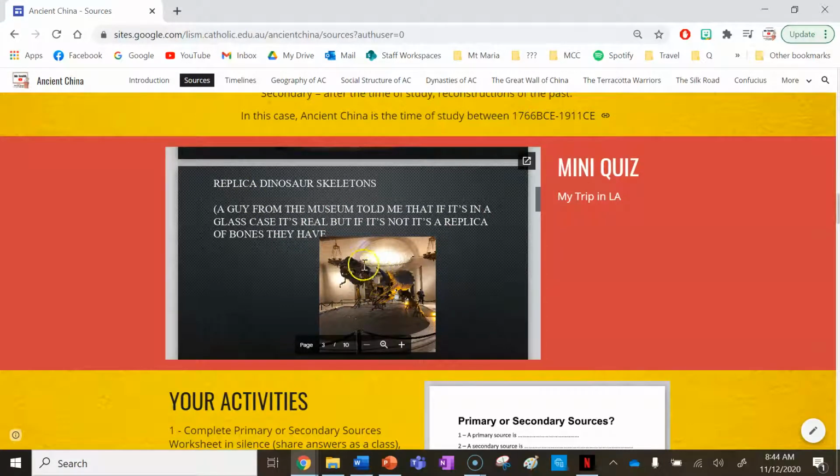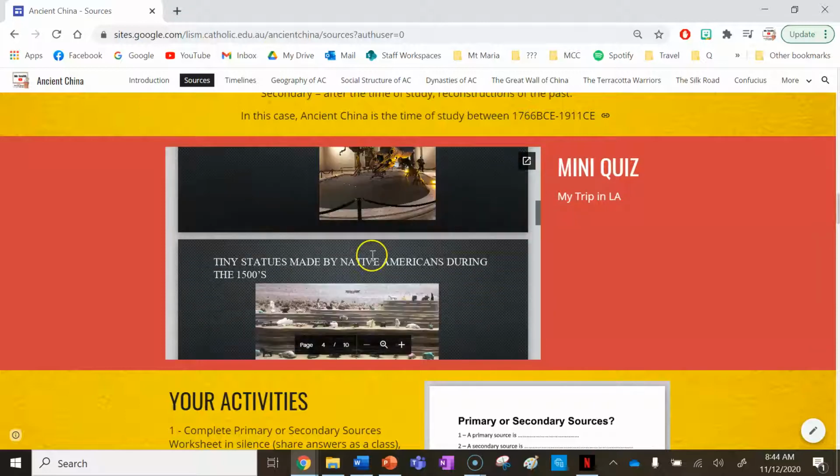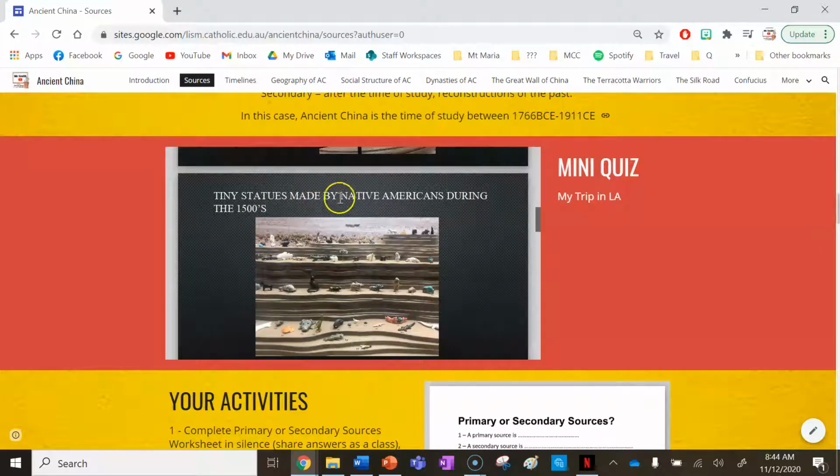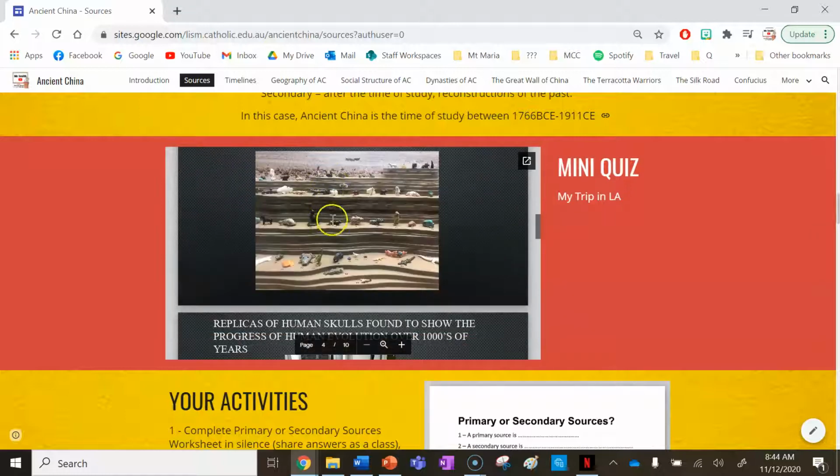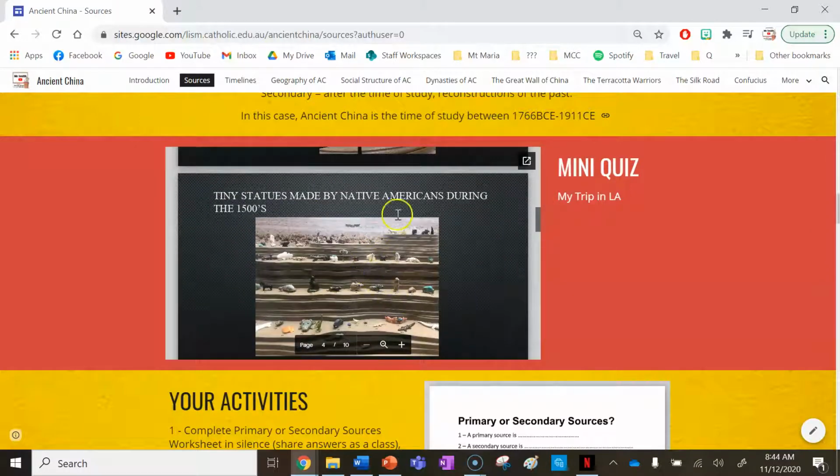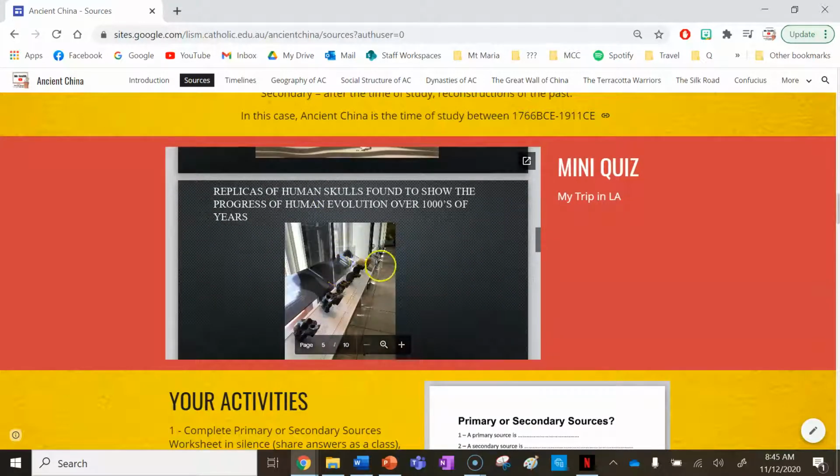So this is a secondary source because it's a replica, it's a reconstruction of real dinosaur bones. Tiny statues made by Native Americans during the 1500s. These are primary sources because they were made during the time of study. They were made during the 1500s, and they're first-hand accounts of the past. They were made by people in the past, so these are primary sources.